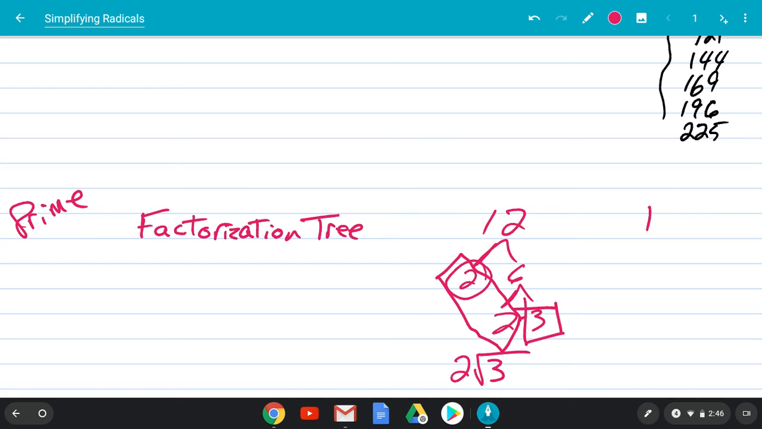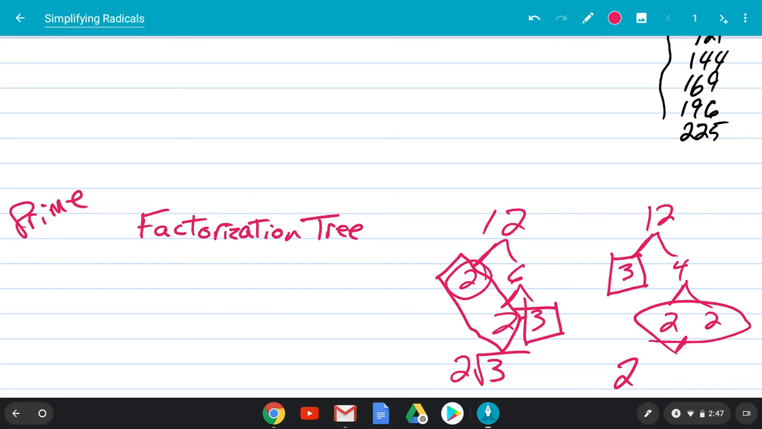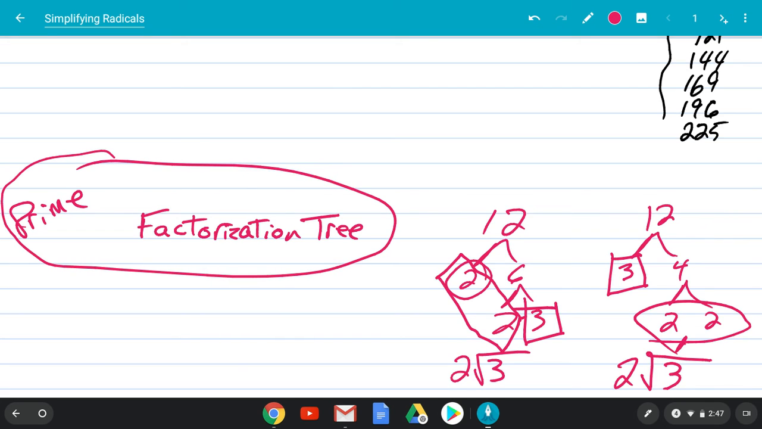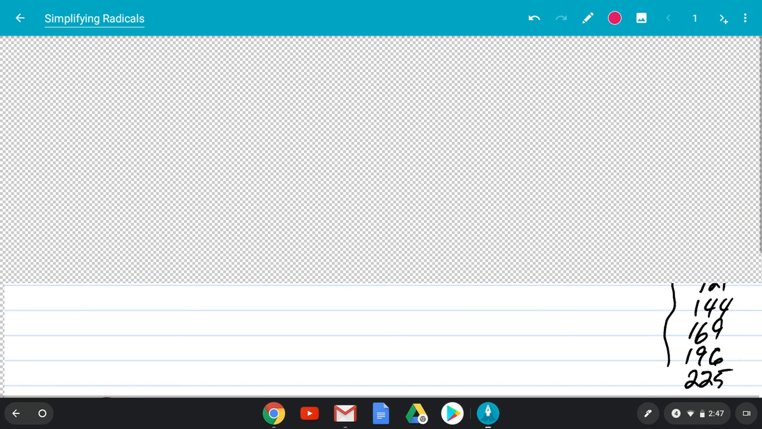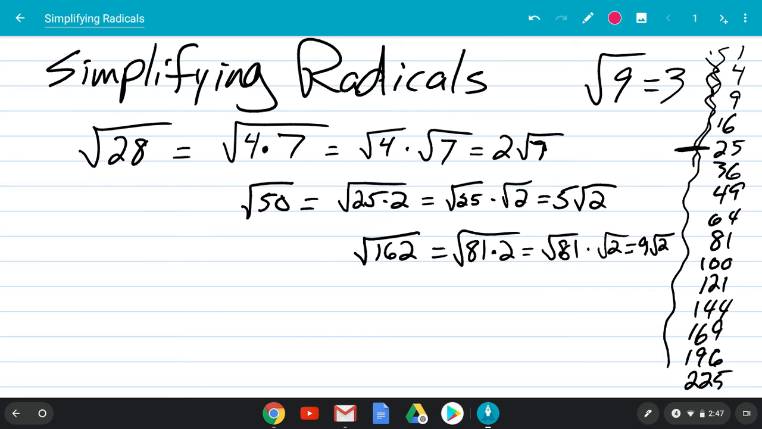Let me take this same number 12 and break it apart with prime factorization another way. We could think of 12 as 3 times 4, right? And then 4 could be broken apart to be 2 times 2. See, we have 2 2's, so I circle those, and I only have 1 3, so I put a box around that. Anytime I have something that appears twice, it'll go on the outside, so that'd be 2 times the square root of 3. And this is using a prime factorization tree to simplify a radical. So let's use that process here.